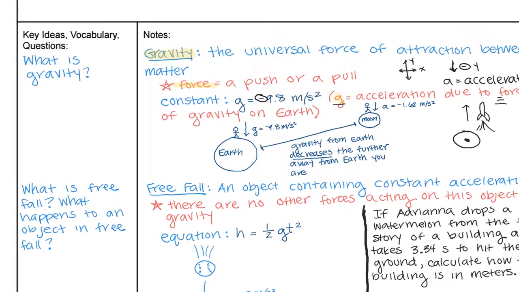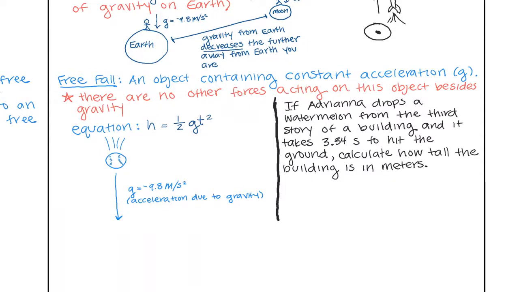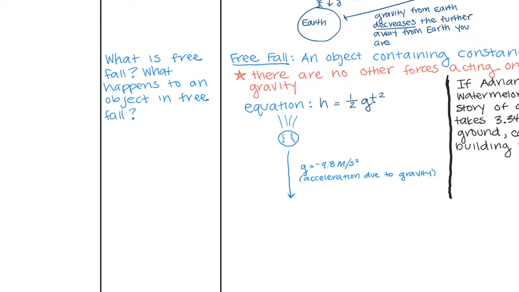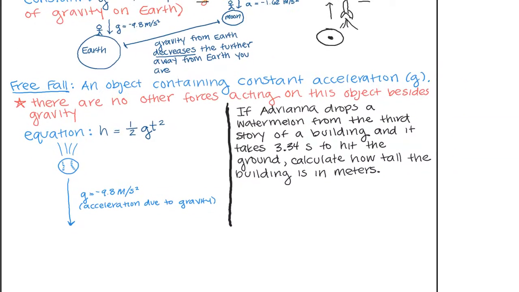All right. So now that we've kind of discussed what gravity is, let's talk about what is free fall. What happens to an object in free fall motion? All right, so free fall, another vocabulary term for you all. Free fall is when an object has a constant acceleration, which is g. So the constant acceleration that that object has is the acceleration due to gravity.